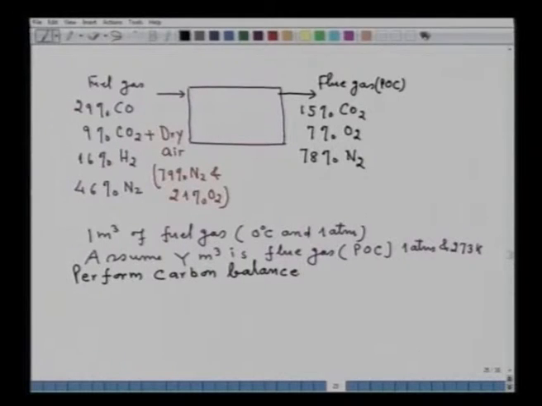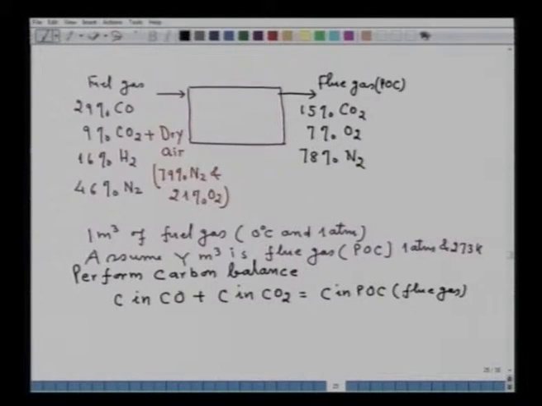To perform carbon balance, we can write down in words, carbon in CO plus carbon in CO2, that is what is present in the fuel gas, and that should be equal to carbon in POC or flue gas. Both are the same thing. I may use this term interchangeably. So, they represent the same. You can call products of combustion or you can call flue gas.